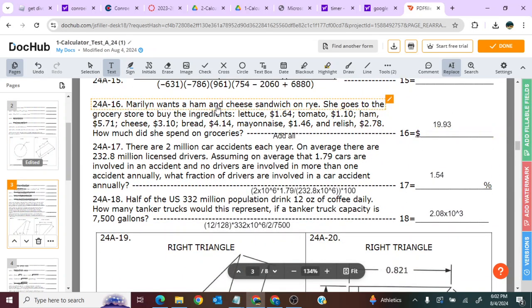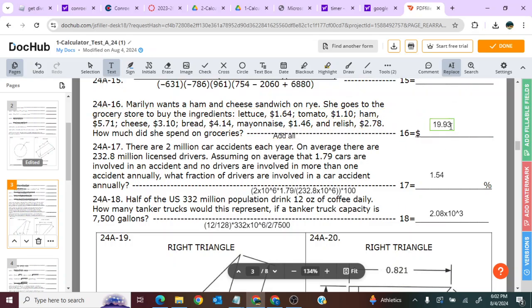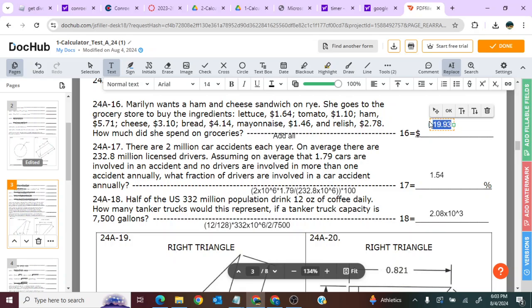16, it's really simple. You just add up all the stuff. I guess they're trying to make sure you know that you have to go to the nearest cent on dollar sign problems instead of 3 SDs like normal. But in any case, that's not a difficult problem at all, and you should be able to do that.